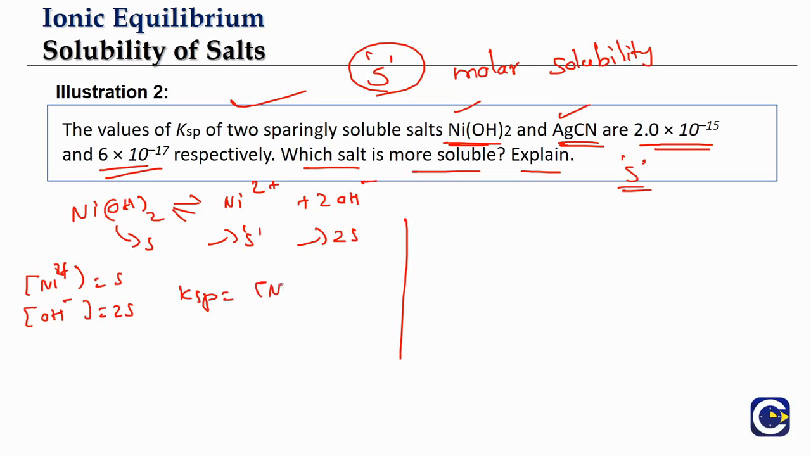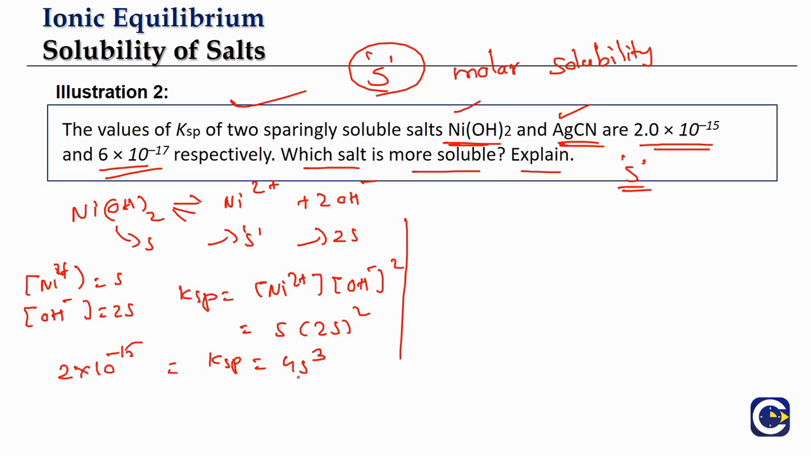So what is the formula for the KSP and S? KSP is equal to nickel 2+ ion concentration into OH- ion concentration squared. Means S into (2S) the whole squared. So it will be 4S cubed. That is the KSP value. KSP for the nickel hydroxide is 2 into 10 power minus 15.